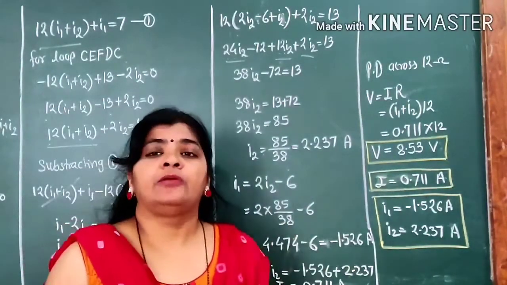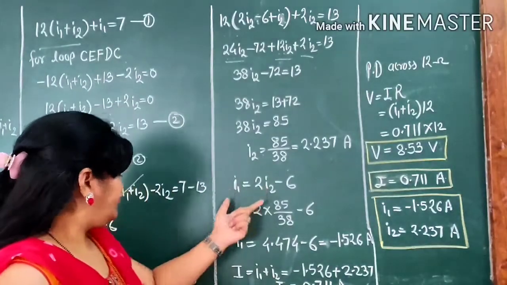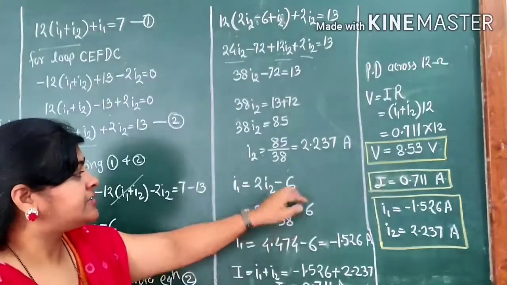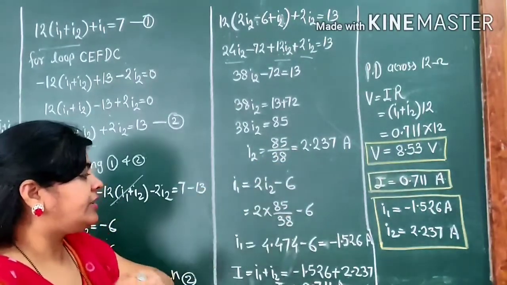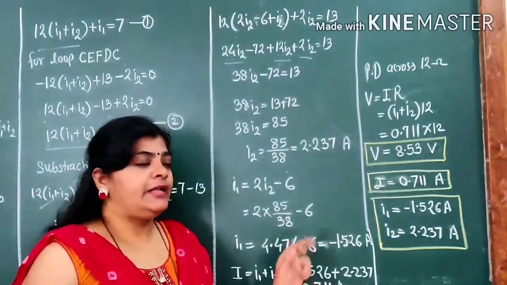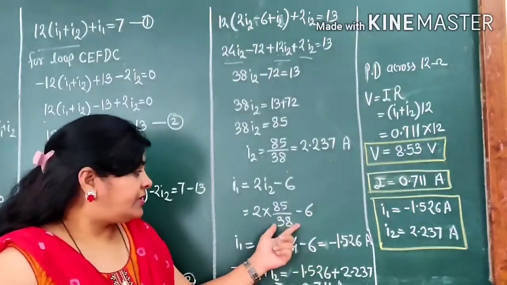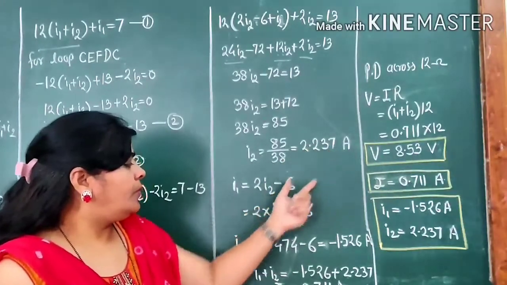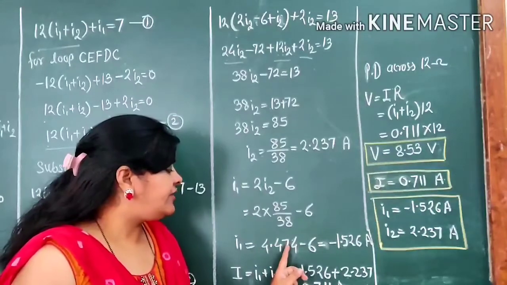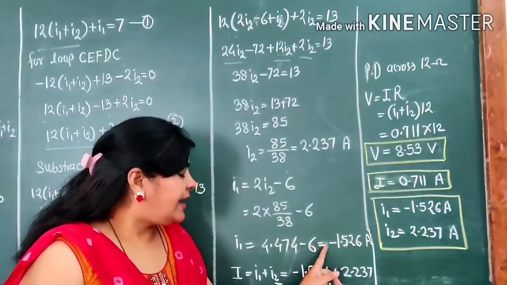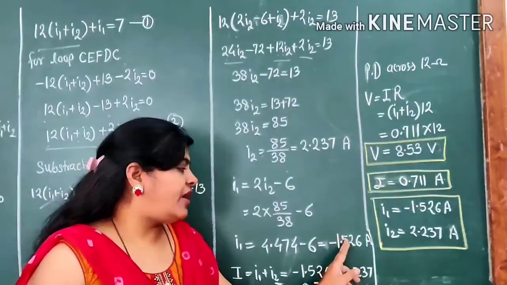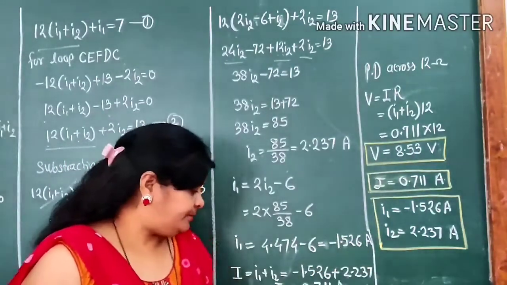Our aim is to calculate the I1 value. Therefore, substitute into I1 is equal to 2 I2 minus 6. Substituting this I2 value, we get 2 into 85 divided by 38 minus 6. After that, this ratio is multiplied by 2, and directly it becomes 4.474 minus 6. That subtraction gives minus 1.526 ampere.